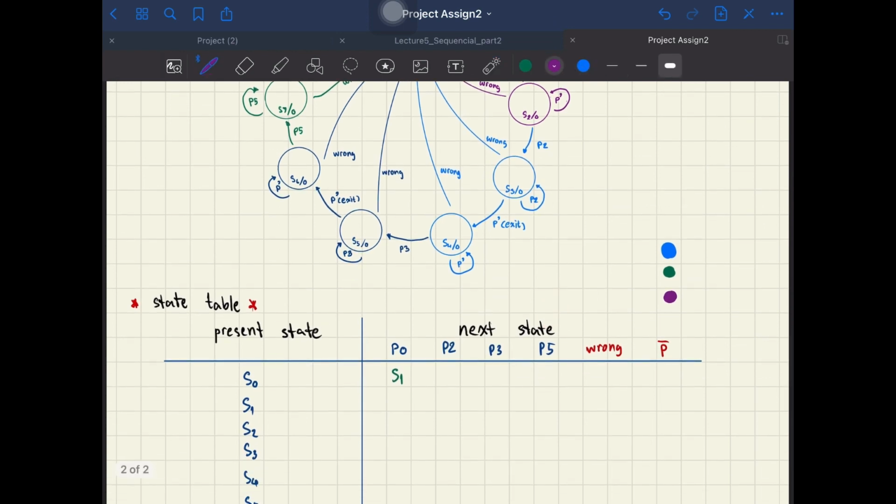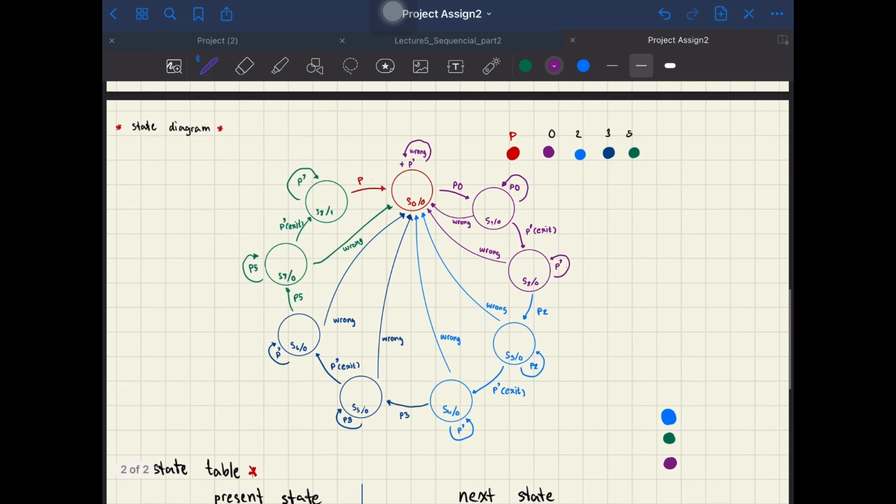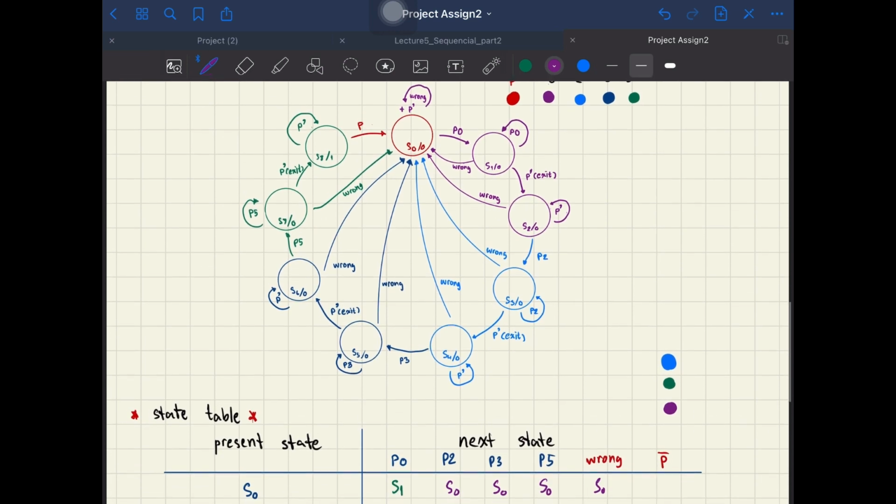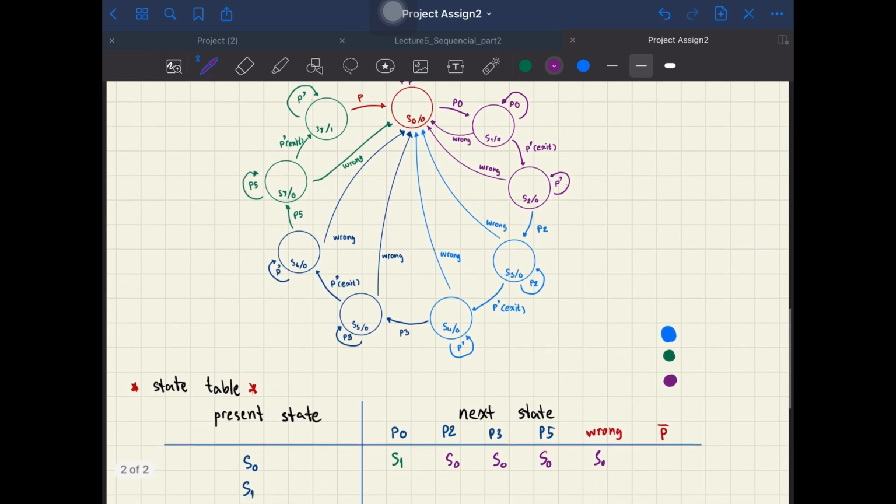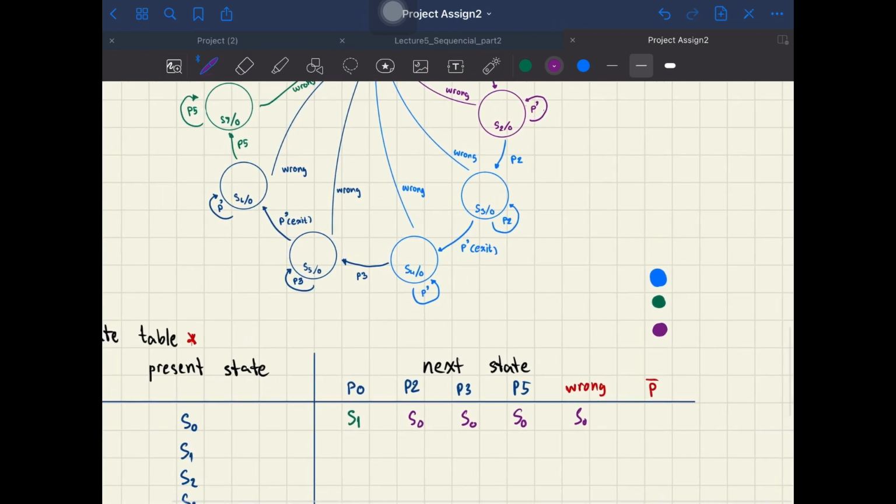I will use purple. Sorry, state 0, state 0, state 0, and then state 0. Also the same, if you do nothing or leave the button, you just stay in state 0. So I write here stay, FW represents forward, and BW represents backward.